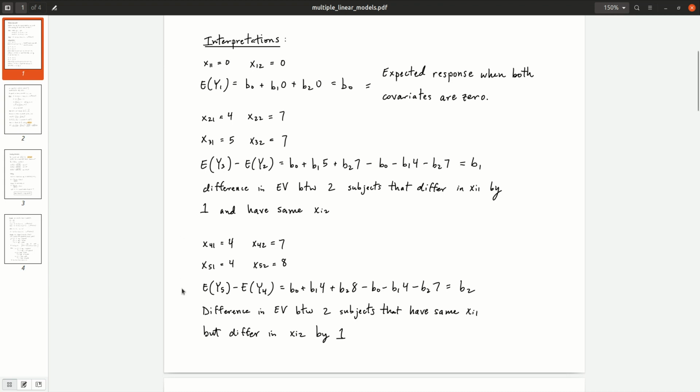We can interpret these B1 and B2 as slopes as well. So it's the amount that the expected value changed per unit change in the covariate. And again, remember, it's while holding the other covariate constant.